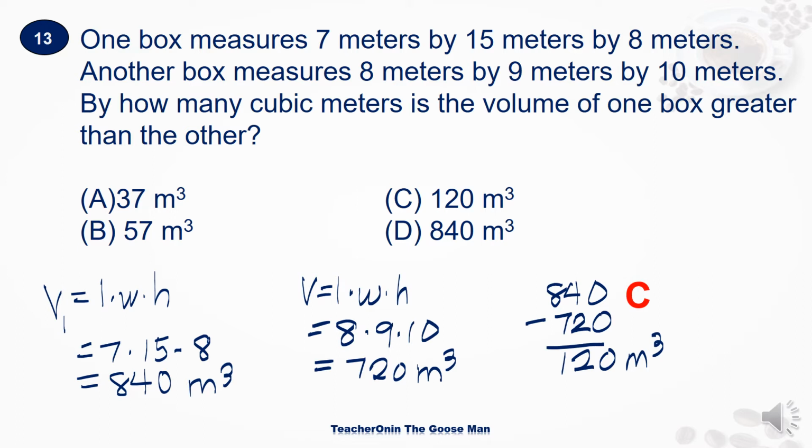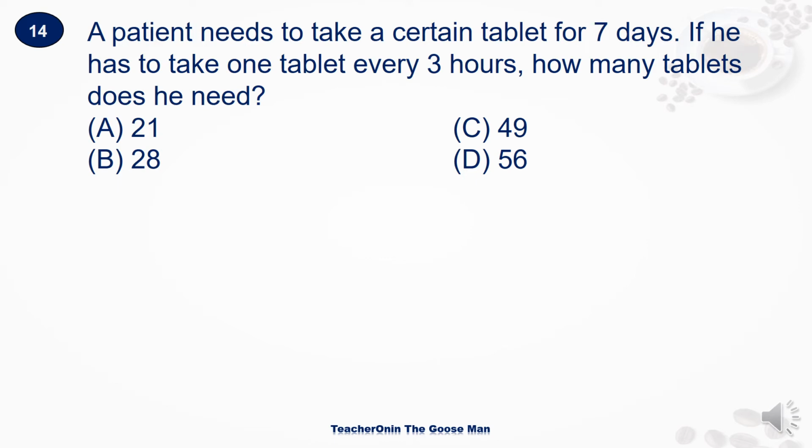Okay, let's move on to the next example. A patient needs to take a certain tablet for 7 days. If he has to take one tablet every 3 hours, how many tablets does he need? We need to analyze, guys. The problem says we have one tablet for every 3 hours.